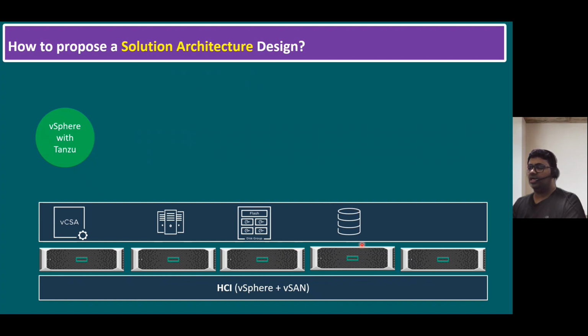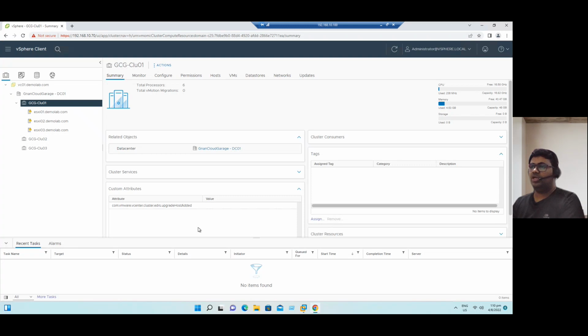Once the vSAN is ready, to communicate between all our ESXi hosts and production virtual machines, we require our distributed virtual switch. So the distributed virtual switch network is also needed. And again, on top of vSphere plus vSAN, it's the right time to enable the workload management feature. Let's quickly log into our lab system and let me show you where we can see the workload management option.